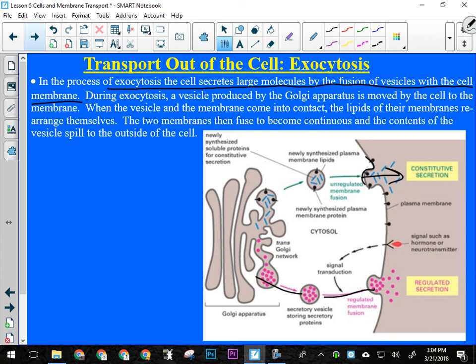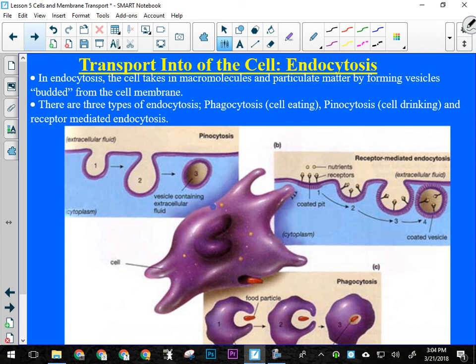Sometimes the cell needs to get large things into the cell, right? So there's three ways that it can do that. Endocytosis is what we call, in general, movement into the cell by changes in the membrane. Remember we said the cell membrane's function was to control endocytosis and exocytosis. So these are the processes by which those happen. There's three processes: phagocytosis, pinocytosis, and receptor-mediated endocytosis. They all involve the membrane changing shape to engulf something.